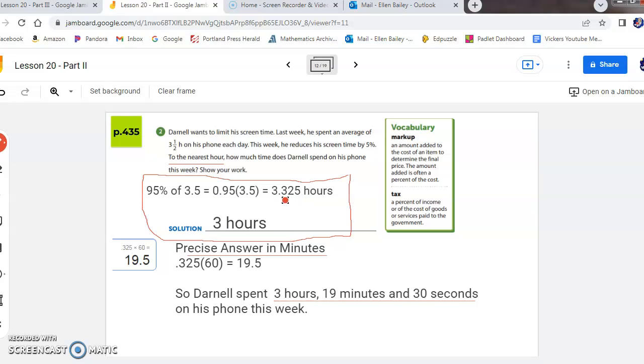That's what that means. So what I can do is just take the decimal and multiply it by 60, since there's 60 minutes in an hour. And he is basically on the phone in the minute part, 19.5. So to be precise, 3 hours, 19 minutes, and 30 seconds. Awesome.